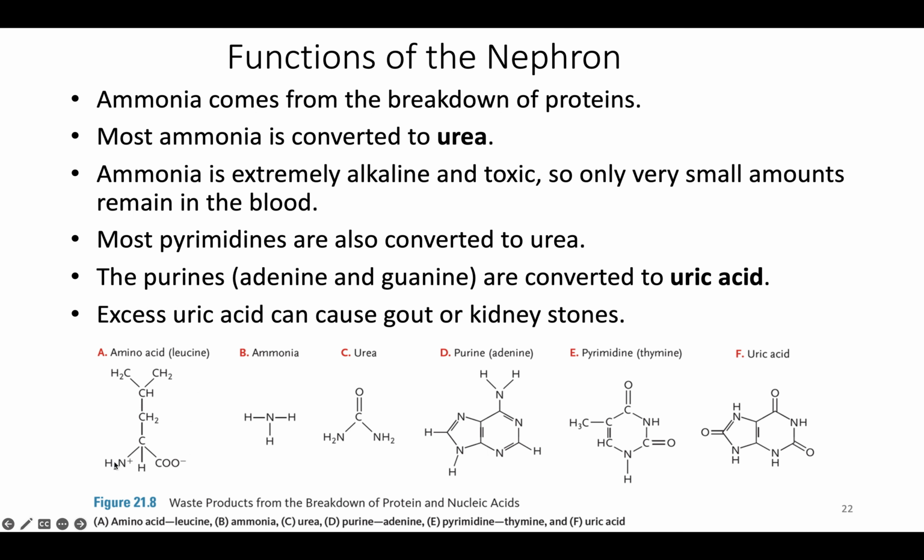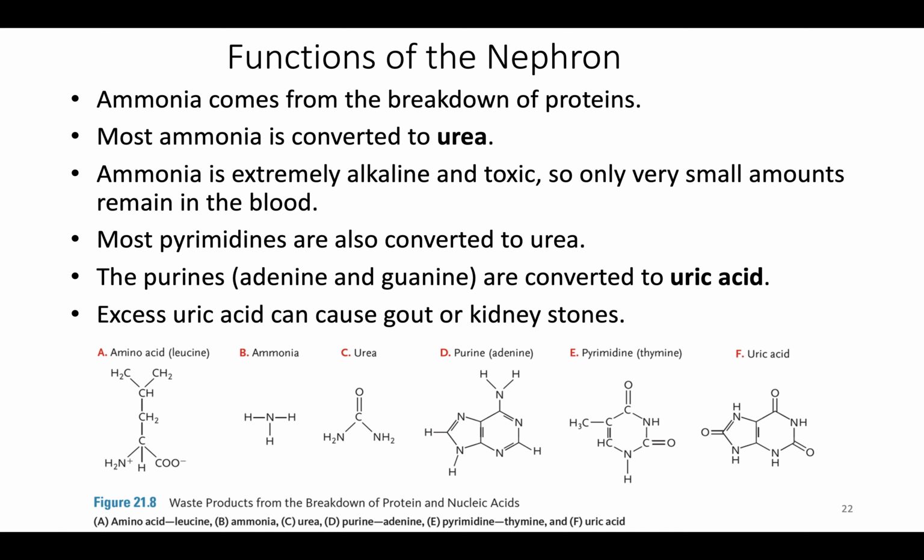But when we break that down, this amino group can become ammonia very easily. And ammonia is toxic, so we're going to change it to urea almost immediately because ammonia, again, is really alkaline. So it's the opposite of acidic, or it's going to be a high pH, and it's highly toxic. So we're going to get rid of it as quickly as possible, again, by converting it to urea.